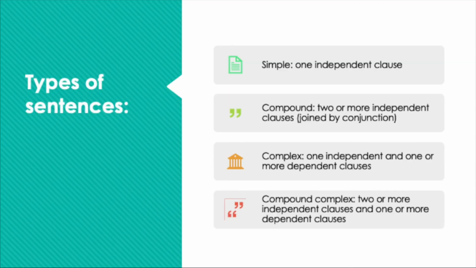Then you can also have a compound complex sentence where you have two or more independent clauses. That's what makes it compound. And you have one or more dependent clauses. That's what makes it complex. Now, I would advise you against writing compound complex sentences in your scientific writing. It's just too hard for the readers to follow that and parse all of the different elements. I would suggest that you mostly write simple sentences and then occasionally throw in a compound sentence or a complex sentence. It's okay to have those.